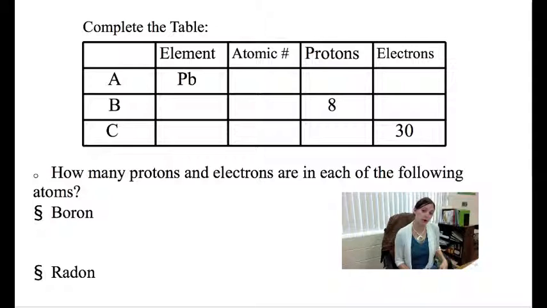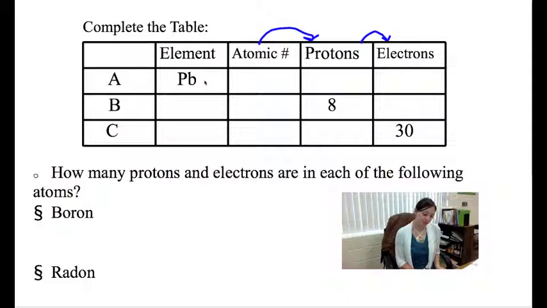Okay, so now we're going to use our periodic table to complete this table that deals with element symbols, their atomic number, their number of protons, and their number of electrons. Let's remember that for any element, your atomic number is the same thing as the number of protons, and if the element is neutral, your protons should equal your electrons.